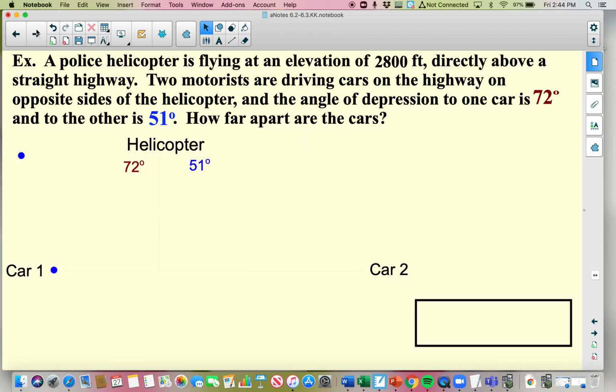All right, one more application. A police helicopter is flying at an elevation of 2,800 feet, directly above a straight highway. Two motorists are driving cars on the highway on opposite sides of the helicopter, and the angle of depression to one car is 72 degrees, and to the other car is 51 degrees. How far apart are the cars? So maybe see if you can visualize this, because again, for some, that's the trickiest part. So pause the video, because I'm going to unveil my picture here. Pause the video and see if you can sketch this out first.